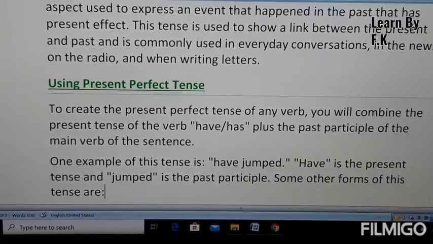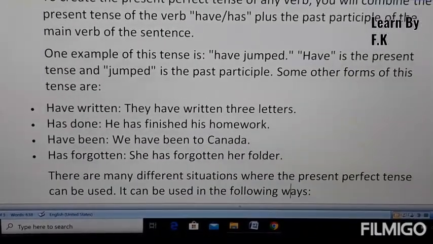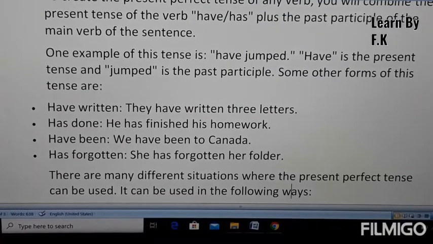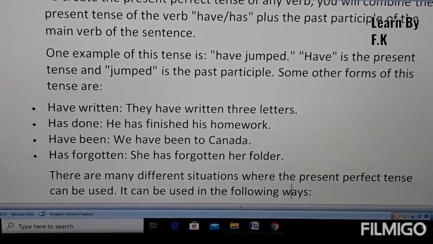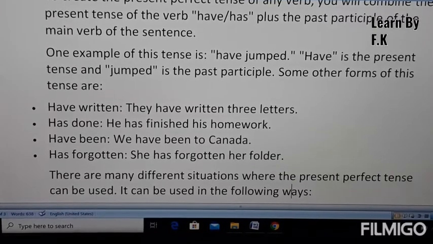Some other forms of the tenses are here. Have written. They have written 3 letters. It means they have written 3 letters and that these letters are also present right now.